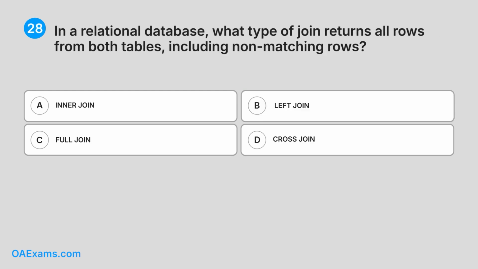28. In a relational database, what type of join returns all rows from both tables, including non-matching rows? A. Inner join. B. Left join. C. Full join. D. Cross join. What do you think is the answer?